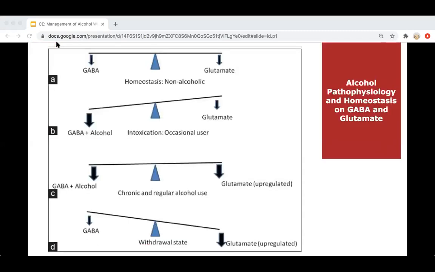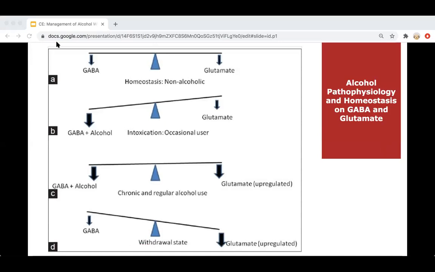Now I wanted to get into what's happening in the brain when we drink too much alcohol. And this is mainly an imbalance of GABA and glutamate. So GABA is the major inhibitory neurotransmitter in the CNS. Glutamate is one of the excitatory amino acids in the CNS. And they kind of work opposite each other to create a homeostasis in everybody. So in a non-alcoholic, we have a nice balance between GABA and glutamate, and we can function fine.